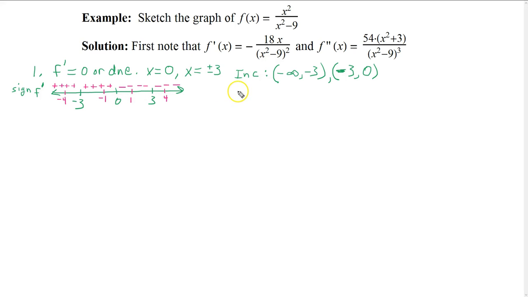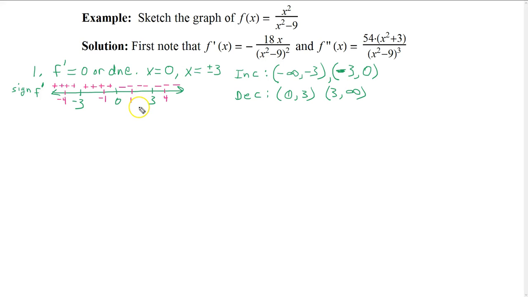And decreasing is the same thing. We're going to go from 0 to 3, and then 3 to infinity. And same reasoning, we don't want to say we're decreasing from 0 to infinity because we have a vertical asymptote at 3.